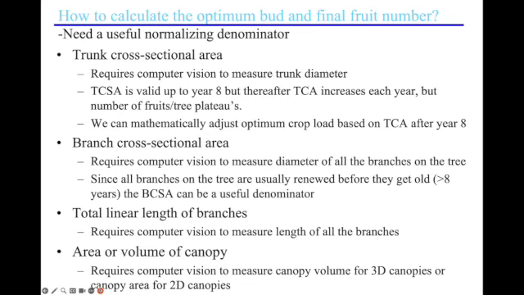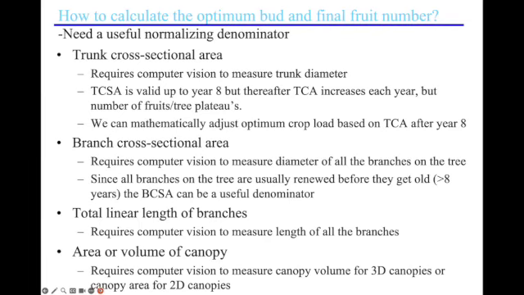But thereafter, each year, the trunk cross-sectional area increases, but the number of fruits per tree tends to plateau. And so we can't give a consistent ratio of fruits per trunk cross-sectional area that's valid over the whole 20 or 25-year life of an orchard. However, we do think we can mathematically adjust the crop load after year 8 based on TCA, based upon a lot of data that we have of the way trees grow and their trunk increase every year. So that's not a method that I want to reject, but I do realize its limitations.